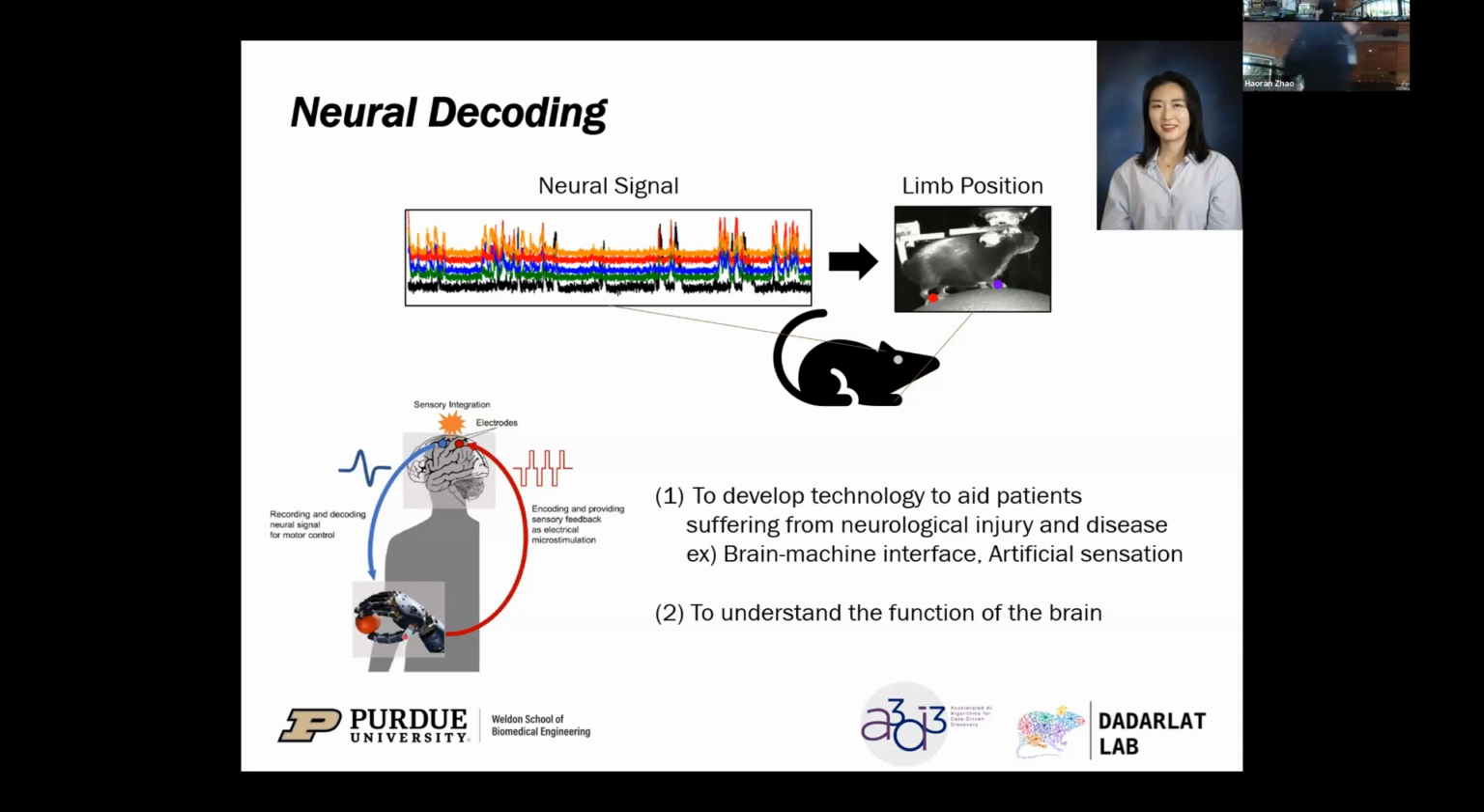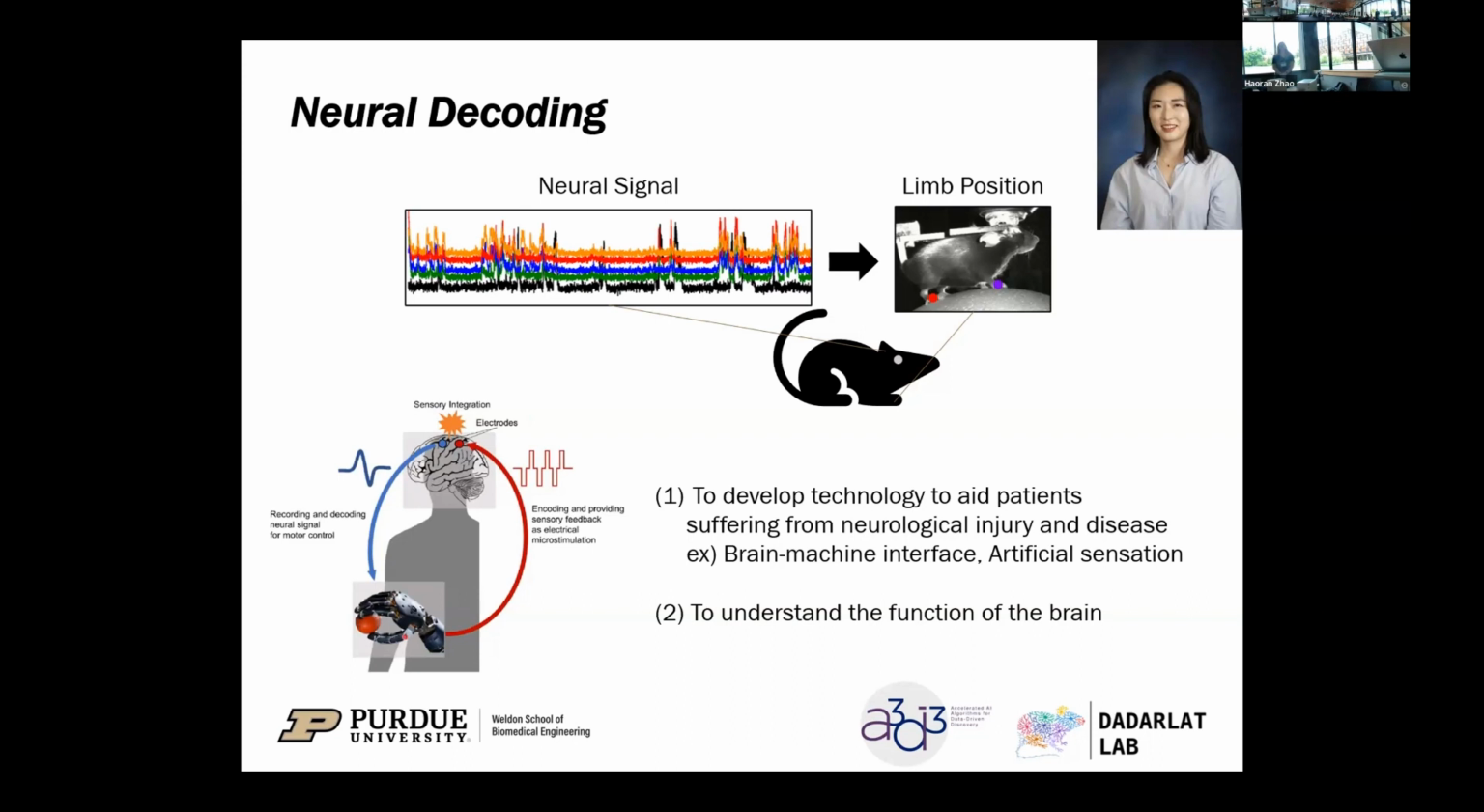Okay, it's working. So from here, I will introduce one of our projects about neural decoding using neural networks. Neural decoding is decoding neural signal to predict any behavior variables. For example, in our case, we are trying to decode neural signal recorded by two-photon calcium imaging to predict limb positions of a freely running mouse in video frames.